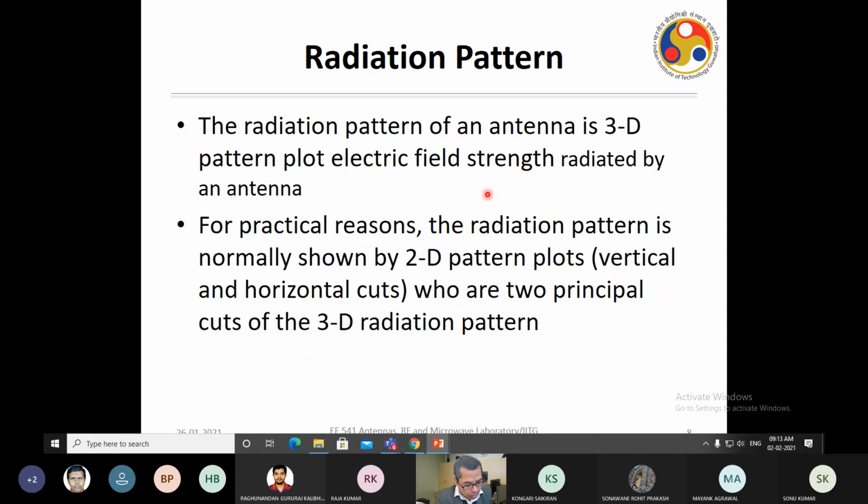But it is usually very difficult to plot this 3D pattern on a 2D plane like this computer screen. So what we do is we take two principal cuts, one vertical cut and one horizontal cut. We also call these the E plane and H plane, two principal cuts, and we plot the radiation pattern in 2D pattern plots. Once you have these 2D pattern plots, you rotate one of them with respect to the other, and you will be able to get the 3D pattern plot. So it's merely because of convenience. We usually consider the E plane and H plane radiation patterns, but the actual radiation pattern will be a 3D pattern. You can generate this 3D pattern from these 2D patterns.